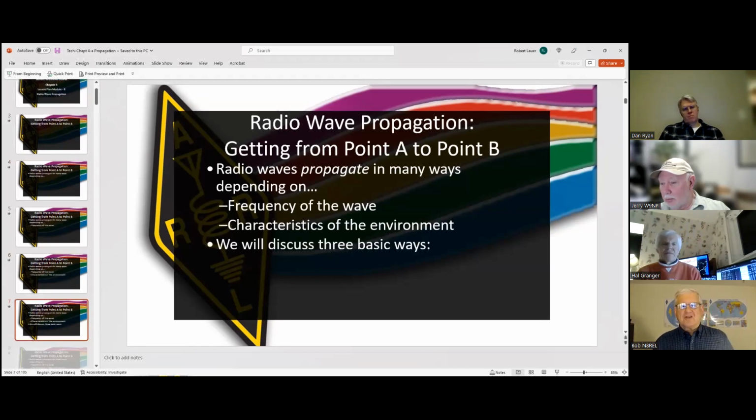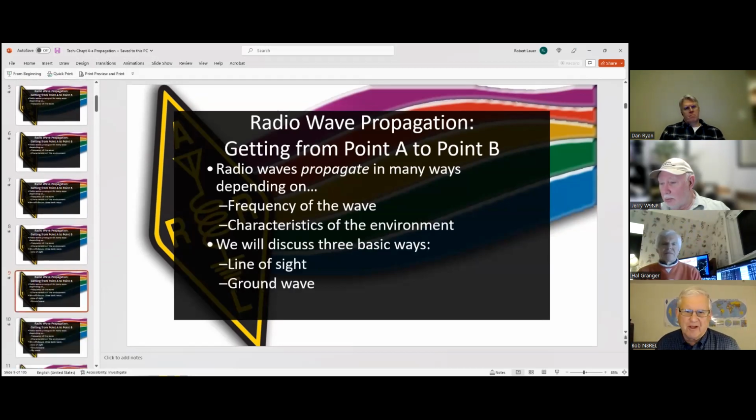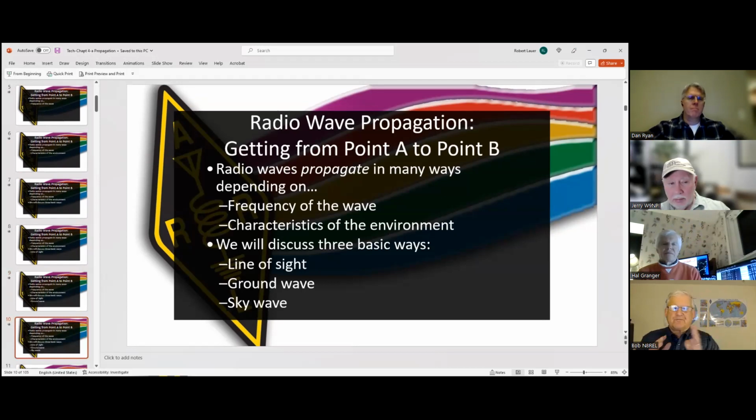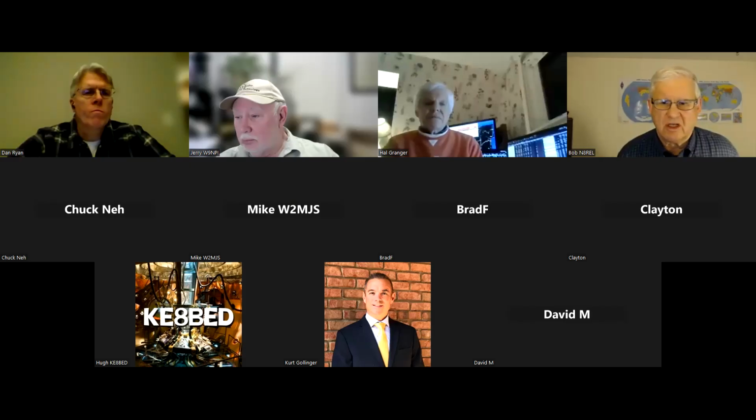Radio wave propagation, getting from point A to point B. This is cool stuff. All right, like I was saying, it depends on two things. You know what this is? Let me try this once again. Sorry, let me get back out and try this once again.